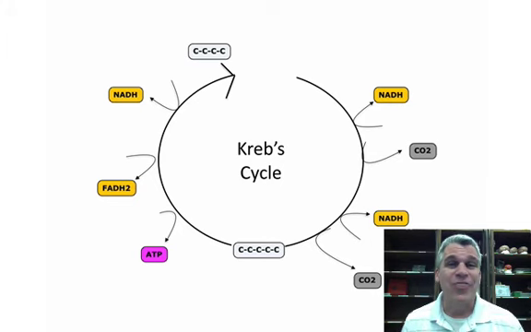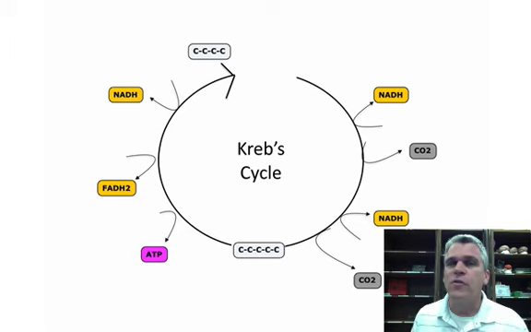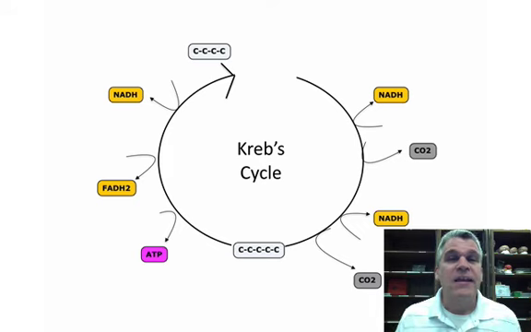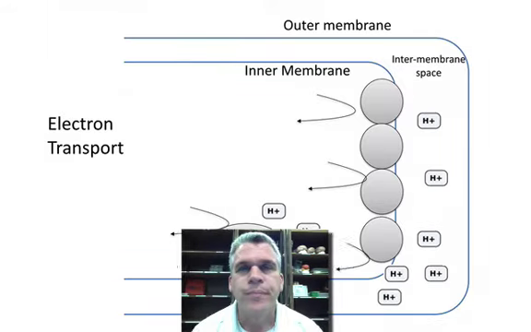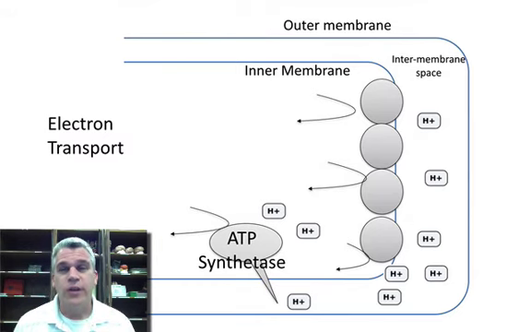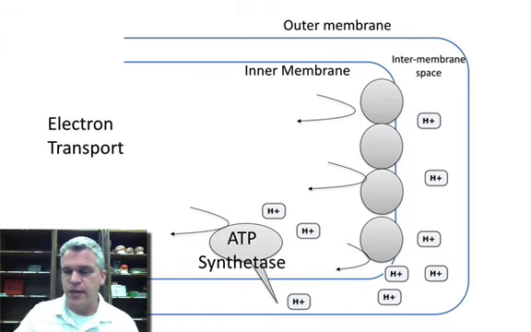Remember, we're going to get 36 ATPs eventually. But we have all these energy-carrying molecules, these NADHs and these FADH2s, and they're all heading over to the cristae, and here's where we're going to see our ATPs being made. The last stage is electron transport. Here, all those NADHs and FADH2s are going to be making their way to the cristae.